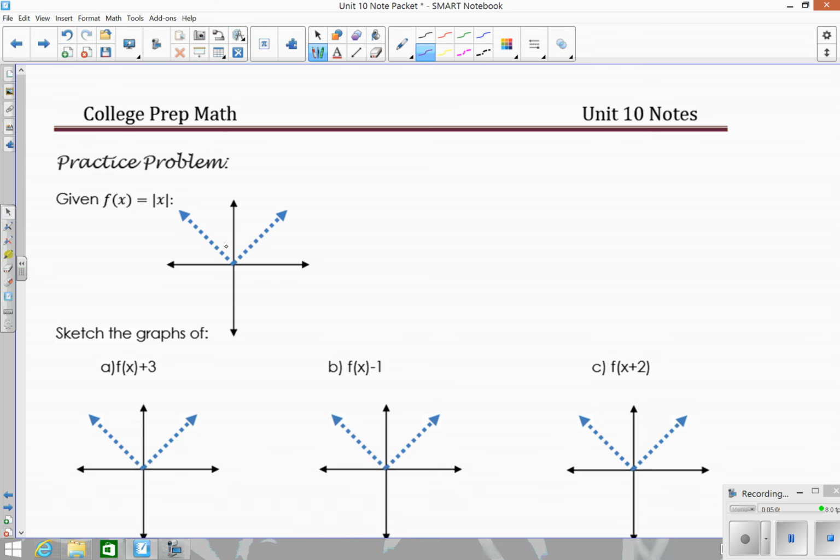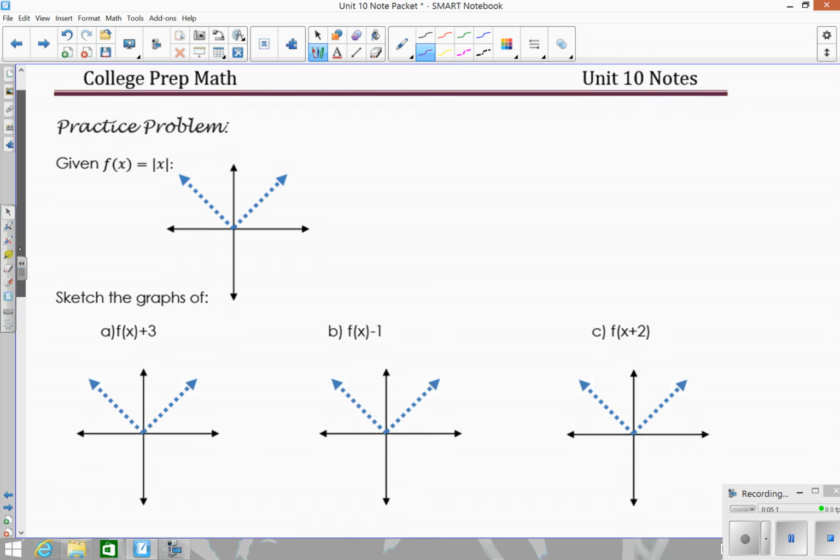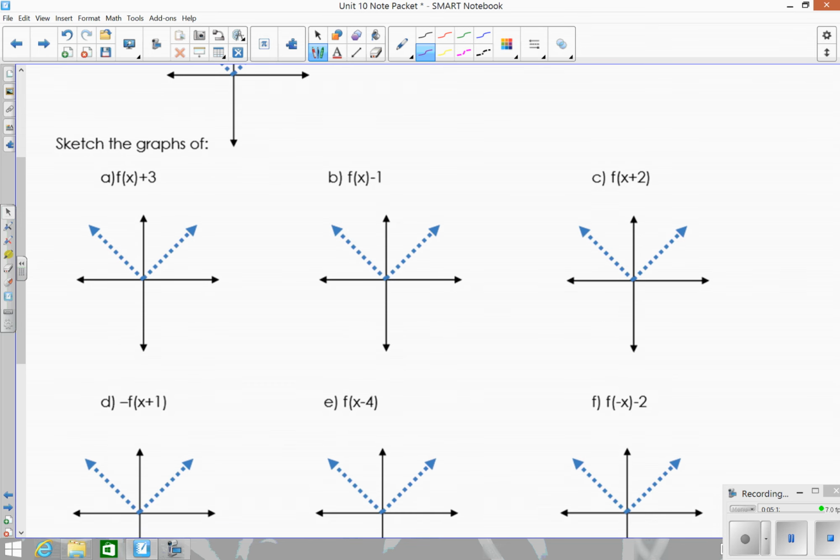So here's my absolute value function. And what we're going to do is we're going to do each one of these transformations to it. Now, some of them it's just one thing, but some of them it's a combination of a couple different things. So when I look at this one here, plus 3 at the end means I'm going to go up 3. So 1, 2, 3. I'm going to put my vertex, and again, this is just going to be a sketch, and there we go. So we're thinking about HIVO here.